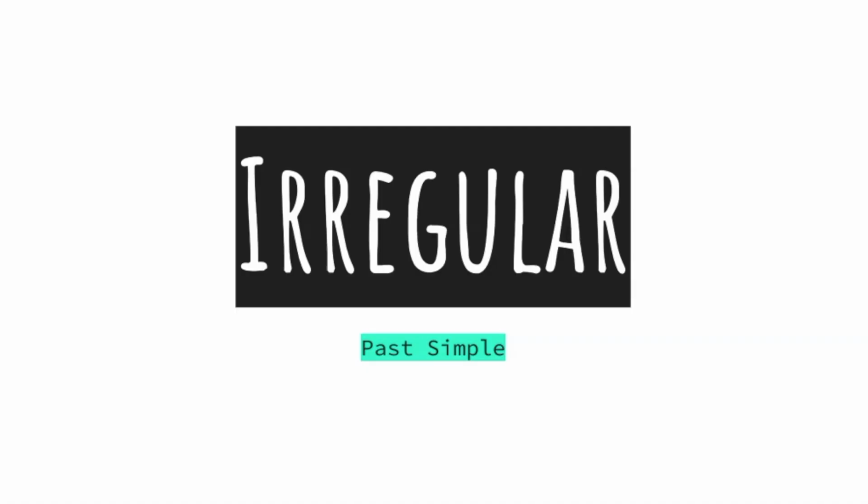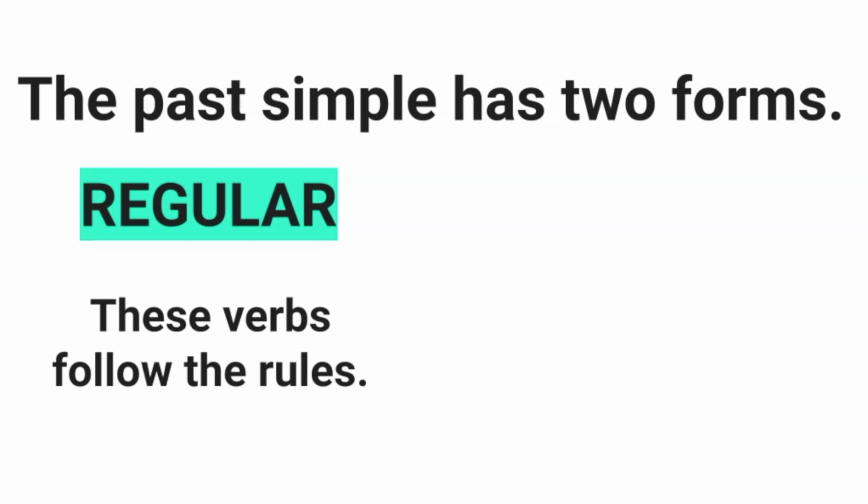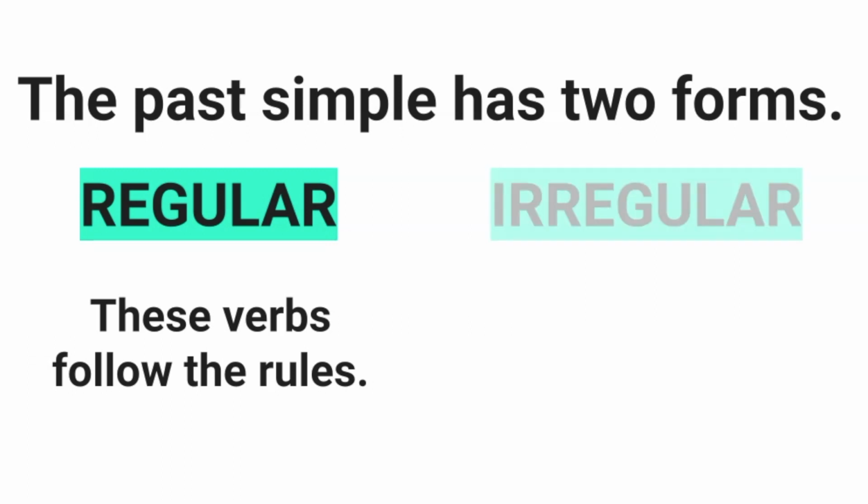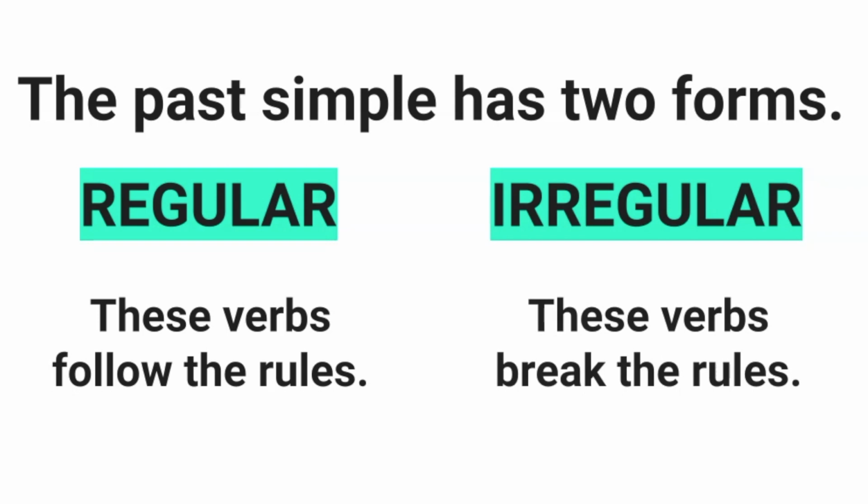Irregular past simple. The past simple has two forms, the regular form and the irregular form. For the regular form, the verbs follow the rules. You add ed. For the irregular form, the verbs break the rules. They don't follow the rules at all. You'll have to memorize the irregular verbs in the past simple.